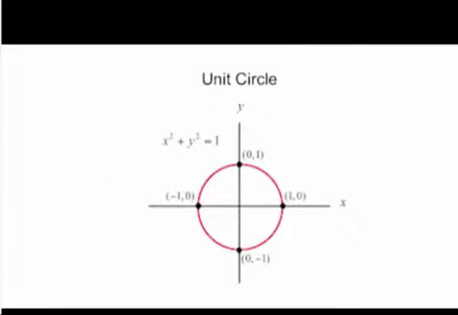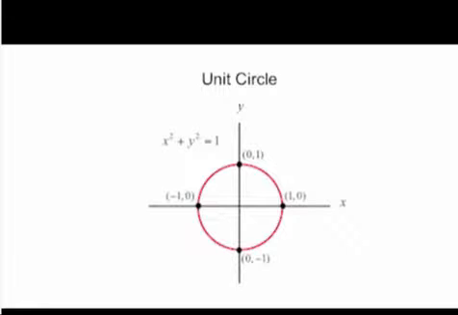Let's explore some properties of a circle of radius 1 centered at the origin. These properties are useful when discussing trigonometric functions. The set of points of a distance 1 from the origin is a circle of radius 1. We call this the unit circle.